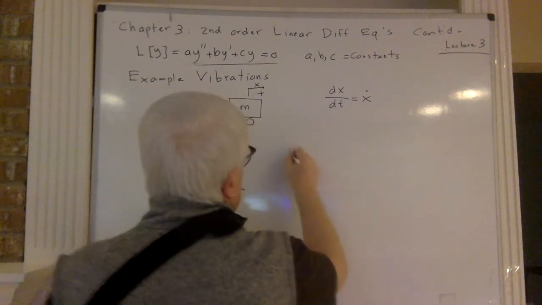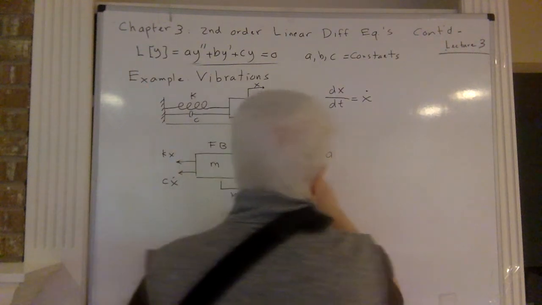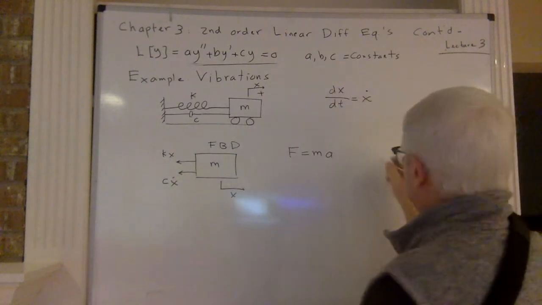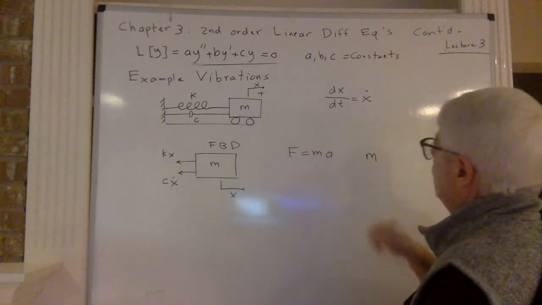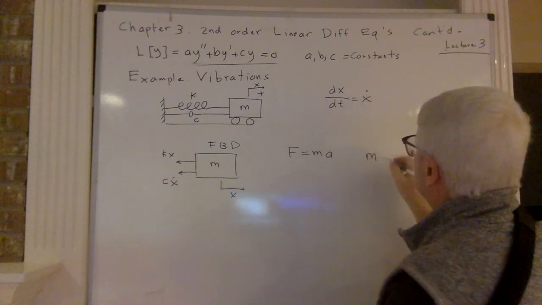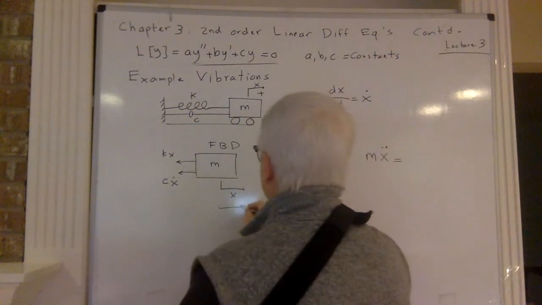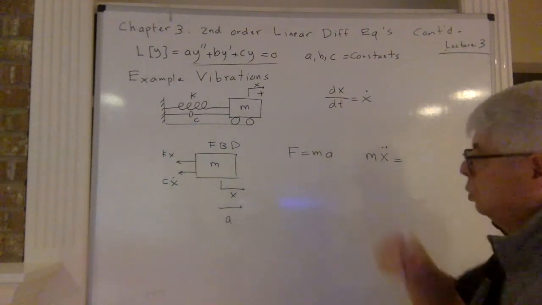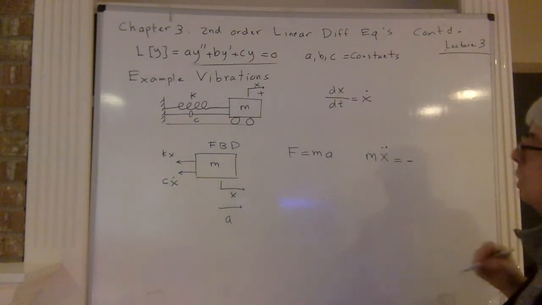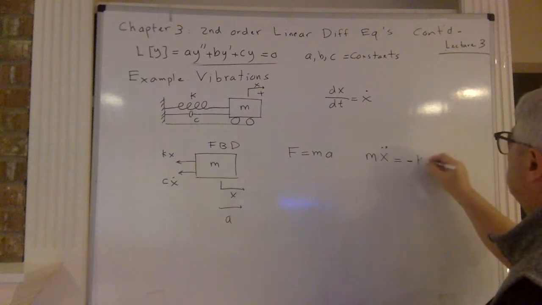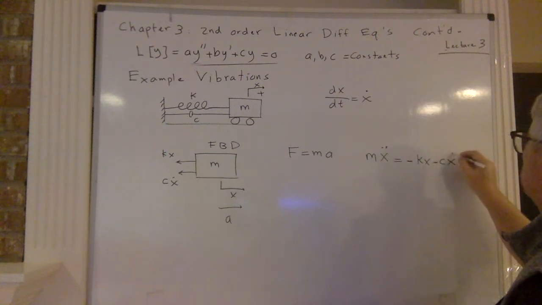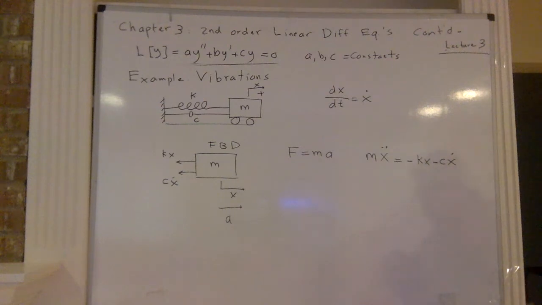So F equals MA. Let's write MA on this side. So I have M, and A is in fact the second derivative of x, x double dot. And this is in this way, so A is in this way, that's the positive. And those two are on the other side, on negative forces, so minus kx minus cx dot. And there's no force applied. I'm assuming that it is simply moving.